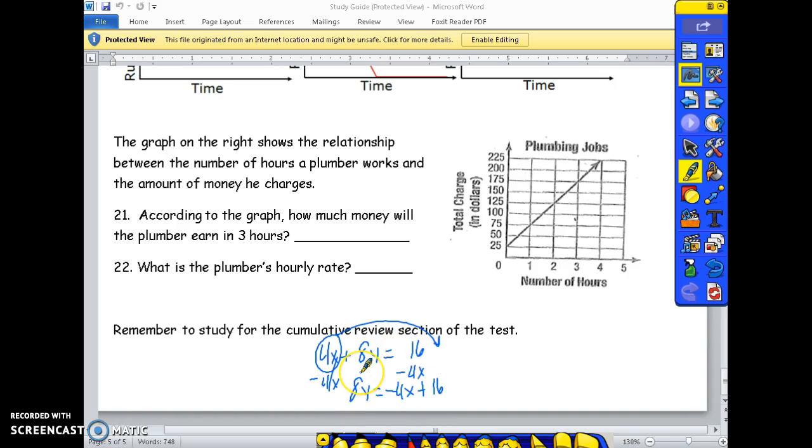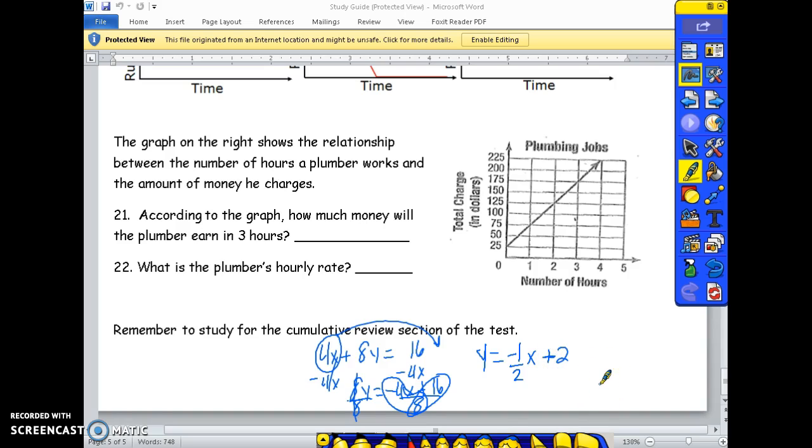I have to get rid of this 8. To get 8 away from 8, I do the inverse operation, which is dividing. That leaves me with y on the left side. Now I have negative 4 divided by 8. Negative 4 divided by 8 simplifies to negative 1/2. If it is a fraction, leave it in the most simplified fraction. Keep your x with your slope. Plus 16 divided by 8 is 2. So we're going to write that as a whole number.